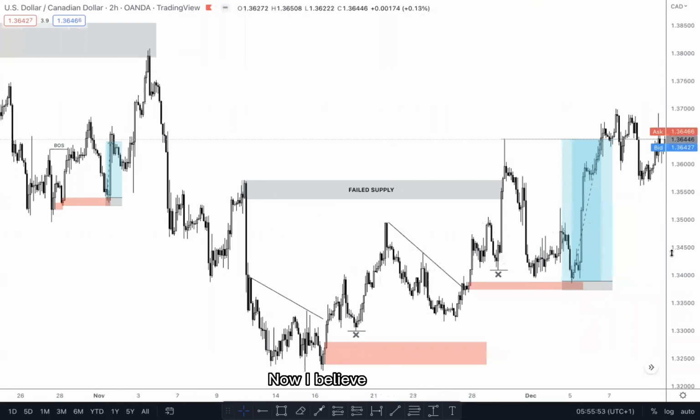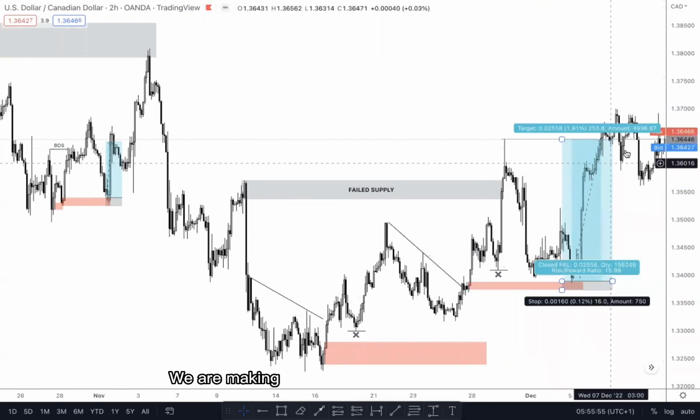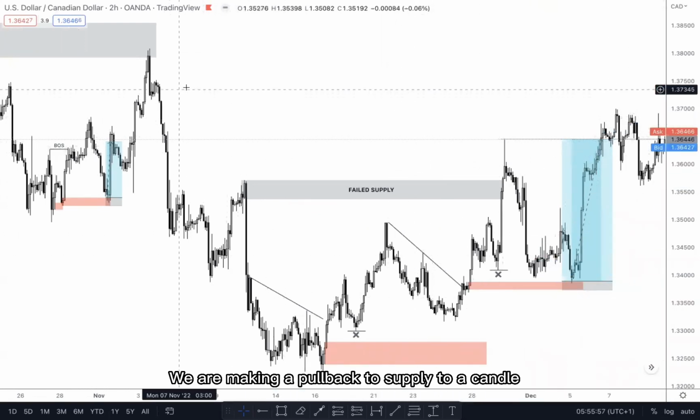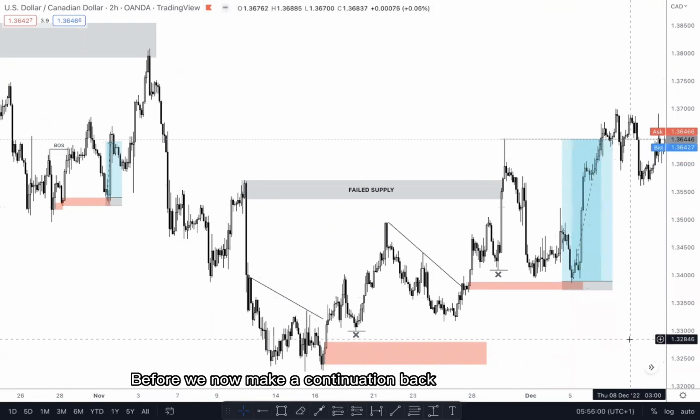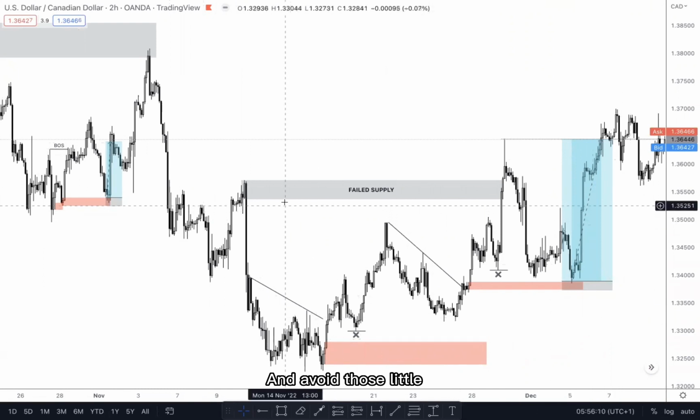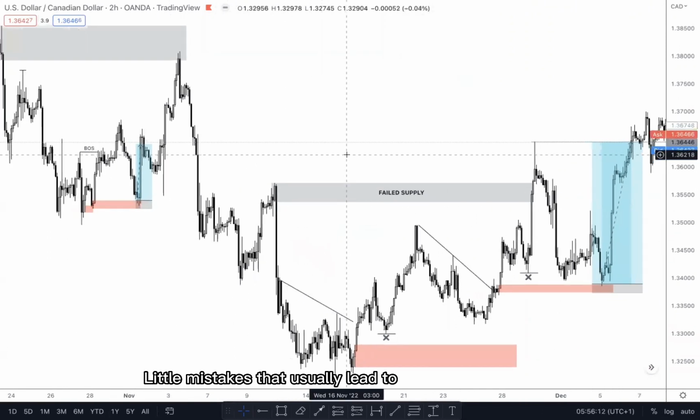So now I believe we are making a pullback to a supply candle before we make a continuation back to the downside. So just take note of these few things, and hopefully it helps you in your trading journey and helps you navigate the chart properly and avoid those little mistakes that usually lead to unnecessary losses.